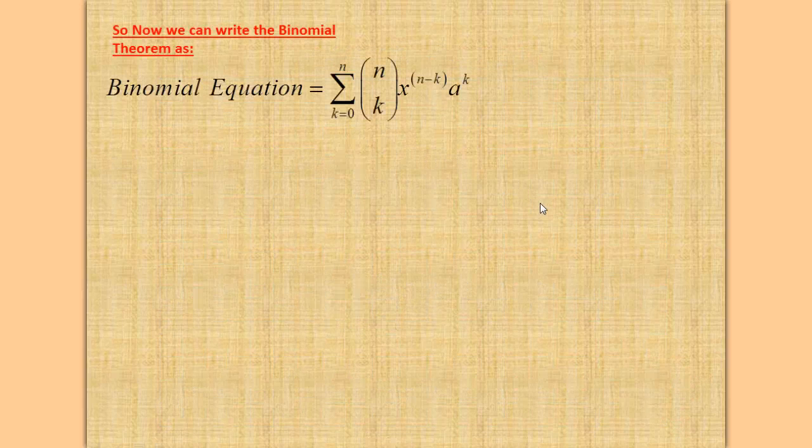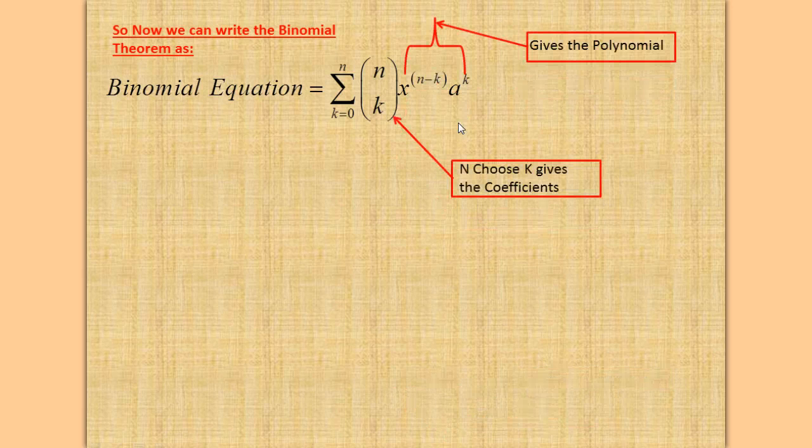So now we can write the binomial theorem as the binomial equation is equal to the summation as k equals 0 to n, times n choose k, times x raised to the power n minus k, times a to the k. That gives the polynomial, and n choose k gives the coefficients.